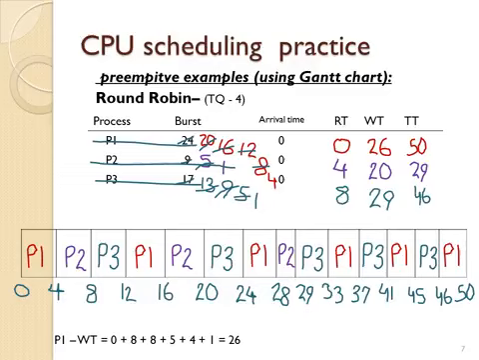P1 waited 0 time units, then 8 time units, then 8 time units, then 5 time units, then 4 time units, then 1 time unit, and that equals the same. But the easier way to do it is to take the total time and subtract the burst time, because in this case, P1 is only going to be either waiting for the CPU or on the CPU.